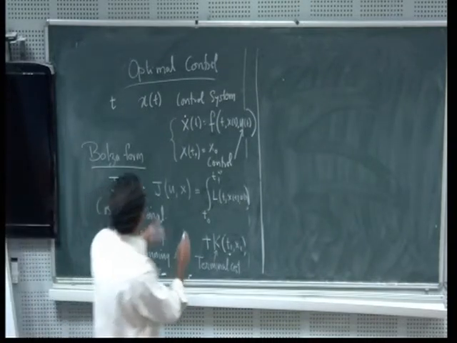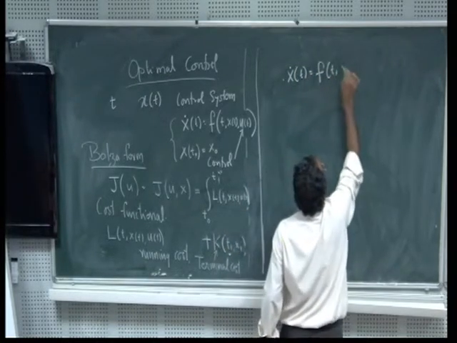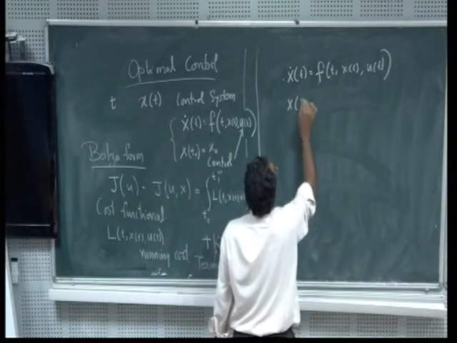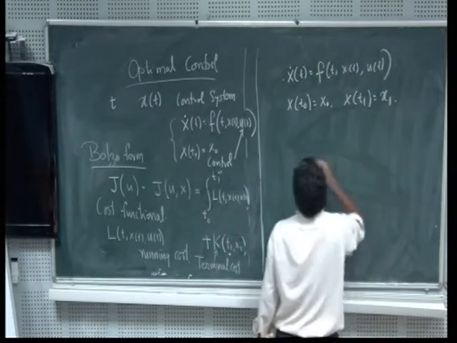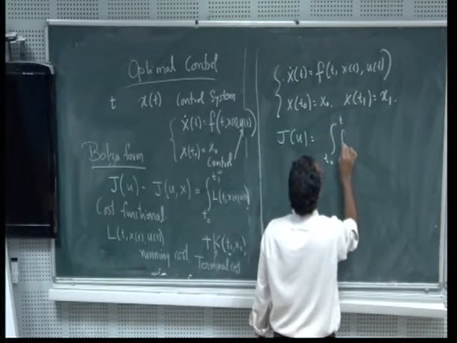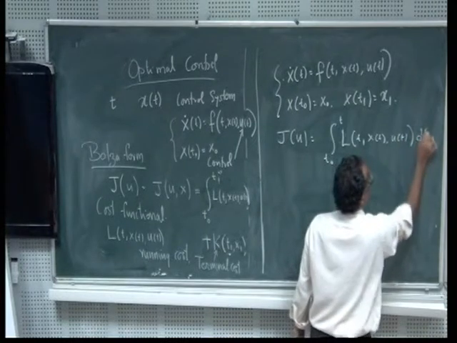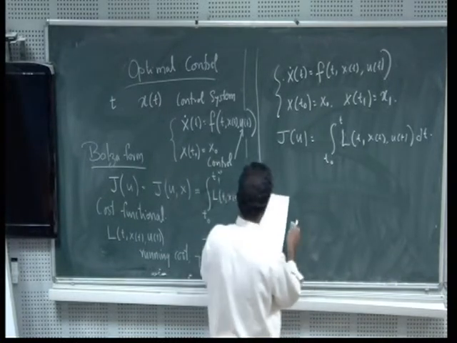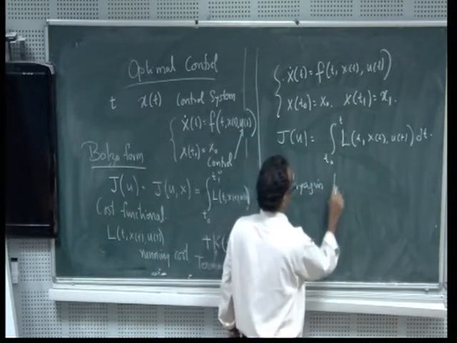Okay, so let me rewrite once more. I have a problem, x dot t equals f of t, x t, u t, and x at t naught equals x naught. I'm fixing this also for the time being. Let me write down Pontryagin. You have J of u equals the integral from t naught to t of L of t, x t, u t dt. Let me at least write my Pontryagin principle correctly. So this is the Pontryagin maximum principle.